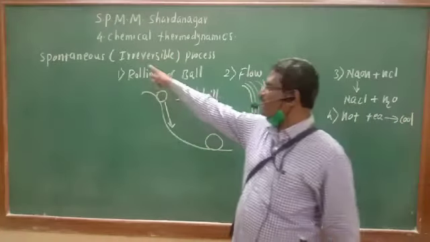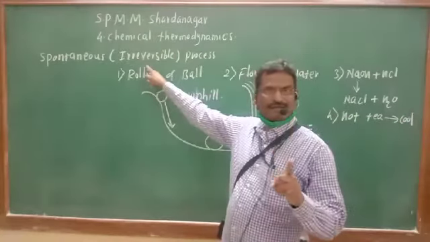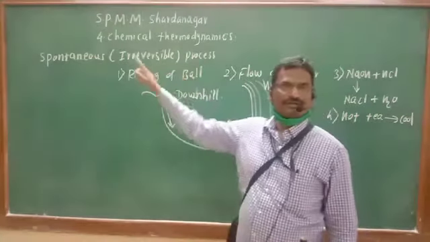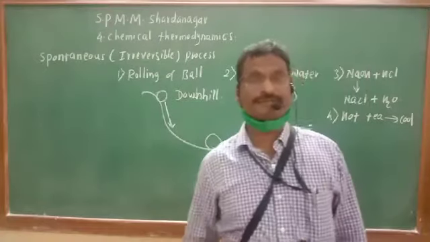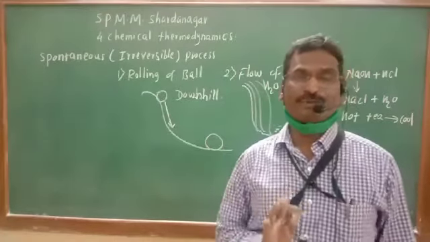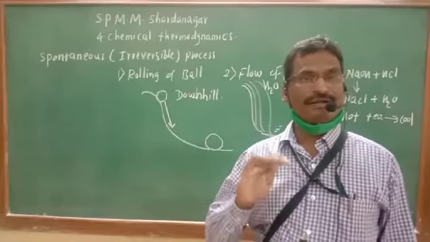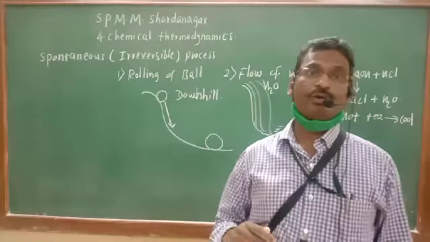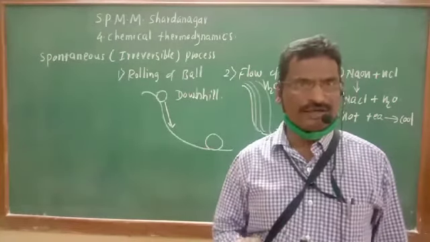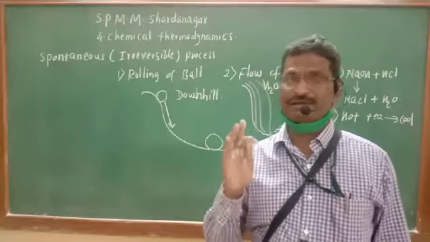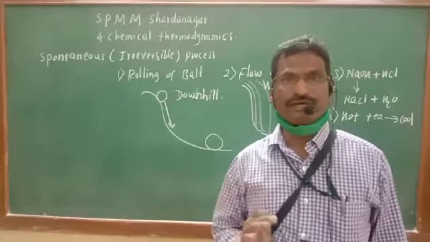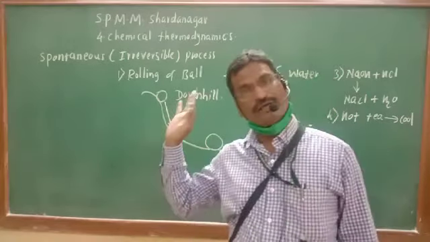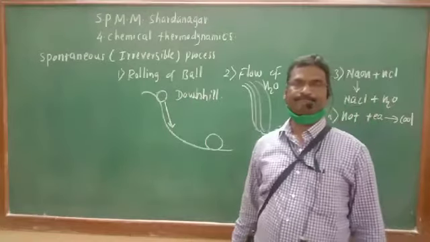And since these are taking place in only one direction, they are known as irreversible processes, or spontaneous processes. So spontaneous processes are nothing but naturally occurring processes which will take place on their own accord, without taking the help of external energy or an external agency.